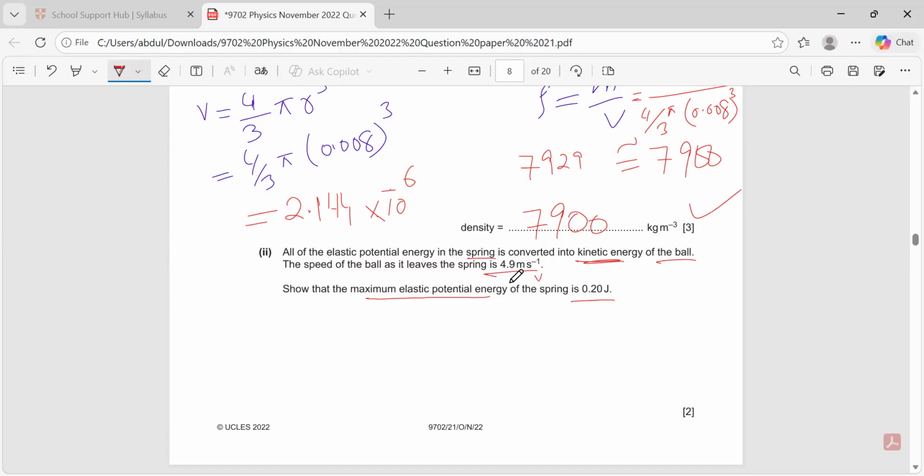Now we have speed, we have mass. So we will calculate basically kinetic energy, and that kinetic energy will be equal to what? Maximum elastic potential energy. I'm sure you are with me. So here we can just calculate the elastic potential energy. This one is important, that all of the potential energy is converted into kinetic energy. So no loss of energy. Okay. So my dear friend, I should write it the other way around.